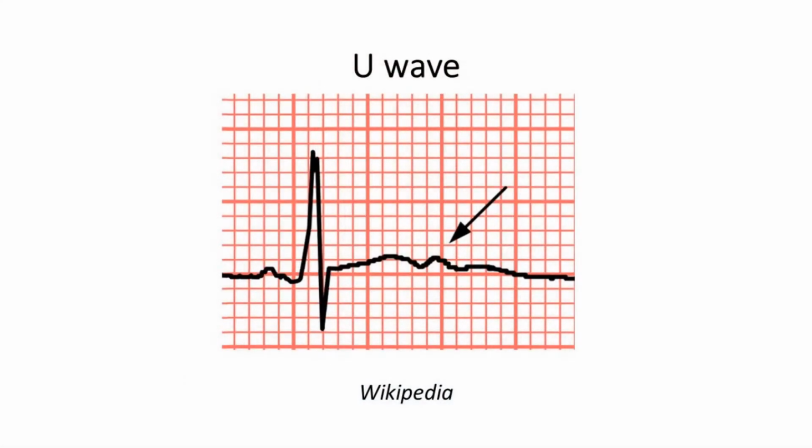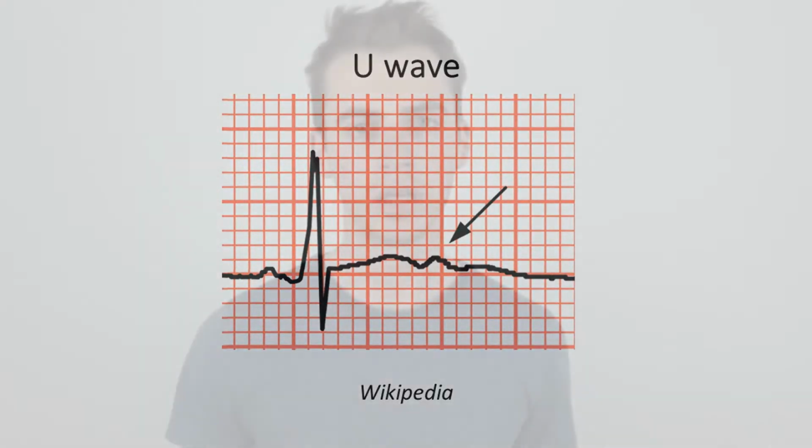U waves typically follow the T wave on the ECG paper, and they're always typically in the direction of the T wave itself. They tend to be 1 to 2 millimeters in size, and they're thought to occur due to delayed repolarization through the Purkinje tissue system.